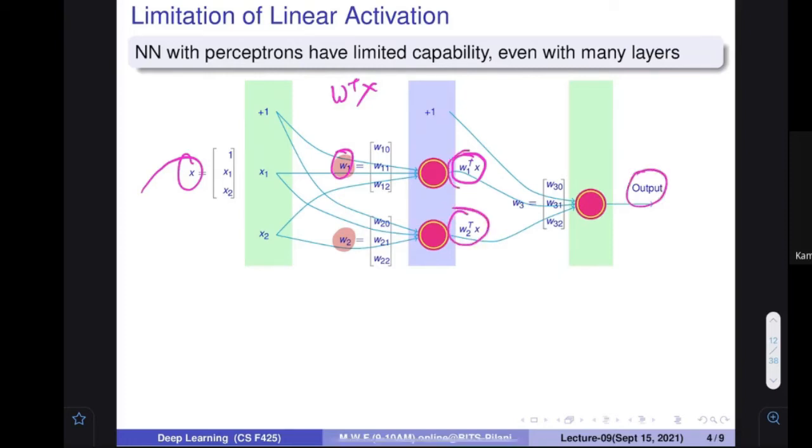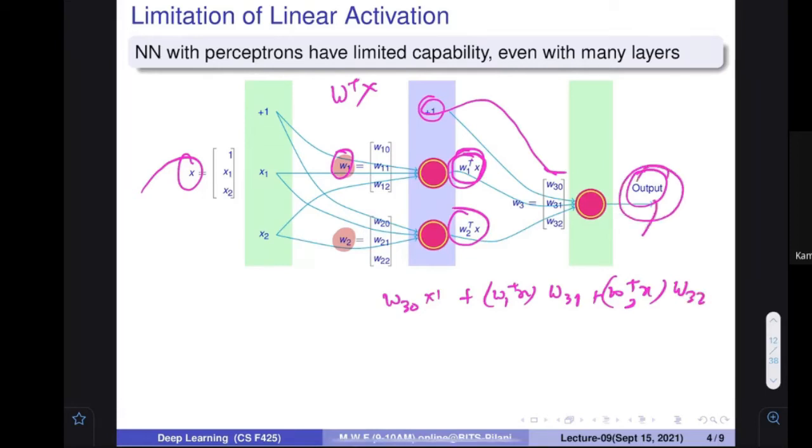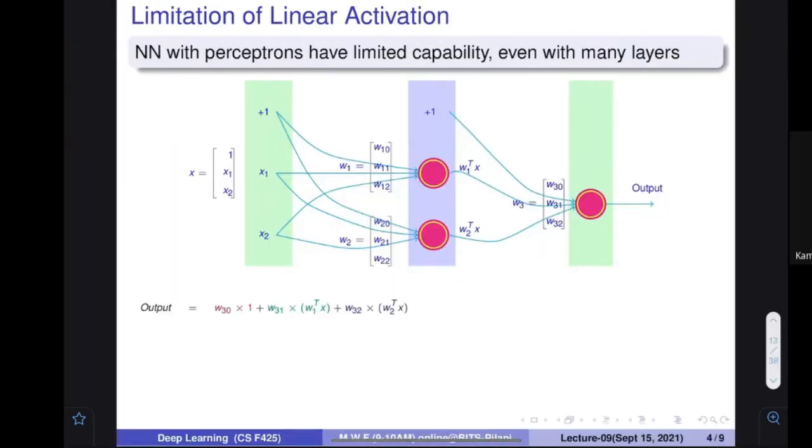Again, the input is these two values. So I can find that W30 is multiplied by 1, plus W1 transpose X is multiplied by W31, plus W2 transpose X is multiplied by W32. So this will be the output. How many of you agree with me? Yes or no? Can you write yes? Okay, so this is the output that I have.